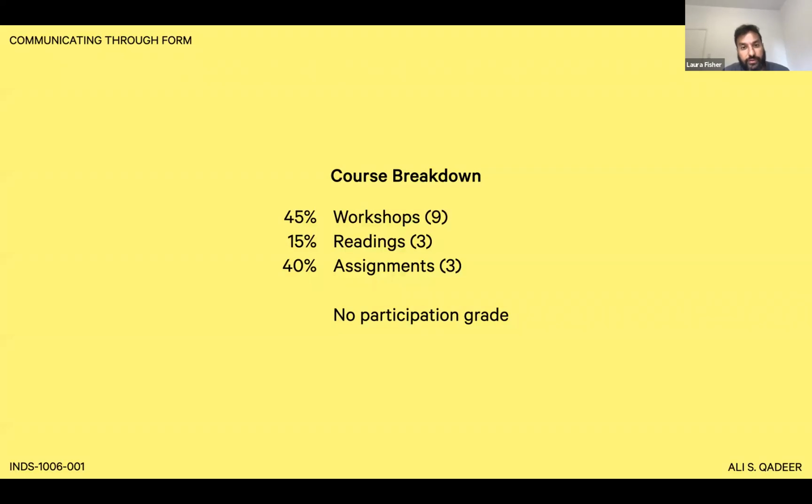This course is broken down as follows. 40% of your final grade will come from workshops. In total, there will be 9. 15% of your final grade will come from readings and responses. So there will be 3 of those. And 40% of your final grade will come from assignments, which you will get 3 assignments, one from each unit. Normally, in a regular class, I would assign a 10 to 15% participation grade, but we will not have that. With that said, I really hope that everyone can be present just enough to at least gain a sense of the existence of everybody else.